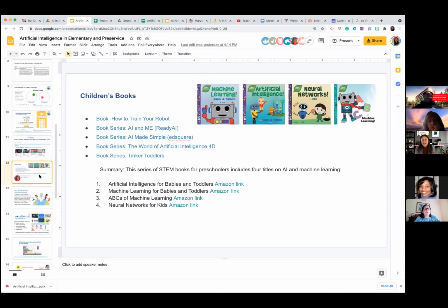In addition, and look at the age level we're targeting here. Look at the size of those great big eyeballs. This little series of kids' books on all sorts of STEM related things includes lovely ones for artificial intelligence.